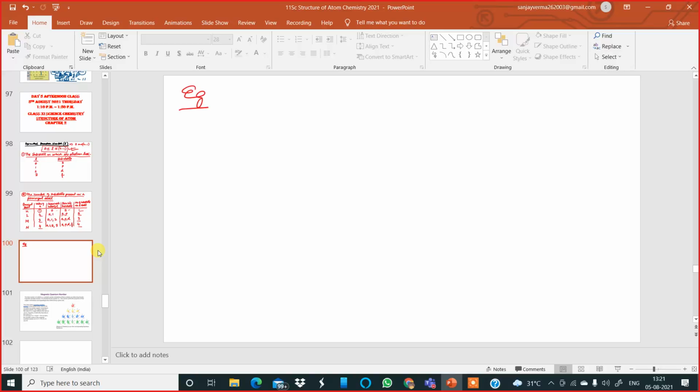Let us say n is equal to 3, the principal quantum number, and l is given to be 0. So what is the subshell? How will you find out? If the principal quantum number is 3 and the azimuthal quantum number is 0, how will you get the subshell? This 3 comes here. For l is equal to 0, which subshell? Tell me.